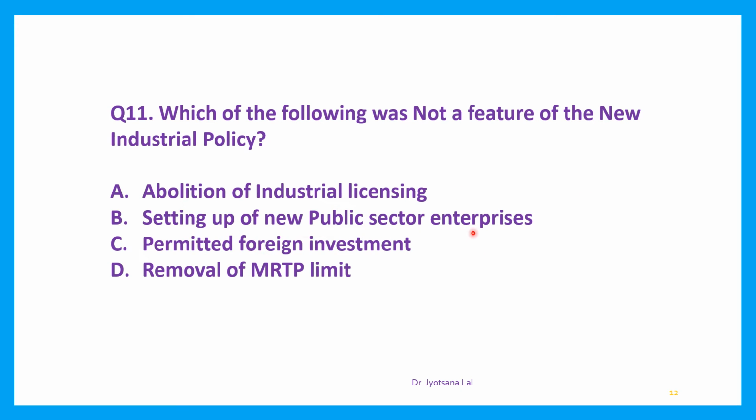Setting up of new public sector enterprises. Yes, this is not the feature of new industrial policy, because under new industrial policy it was recommended that public sector should be reduced. तो यहाँ पे setting up of new units की बात हो रही है, तो this is incorrect. So this is the correct answer for this question, even though this is not the feature of industrial policy. C, permitted foreign investment. Yes, this is feature of new industrial policy. Removal of MRTP limit. This is also the feature of new industrial policy. So correct option is B.